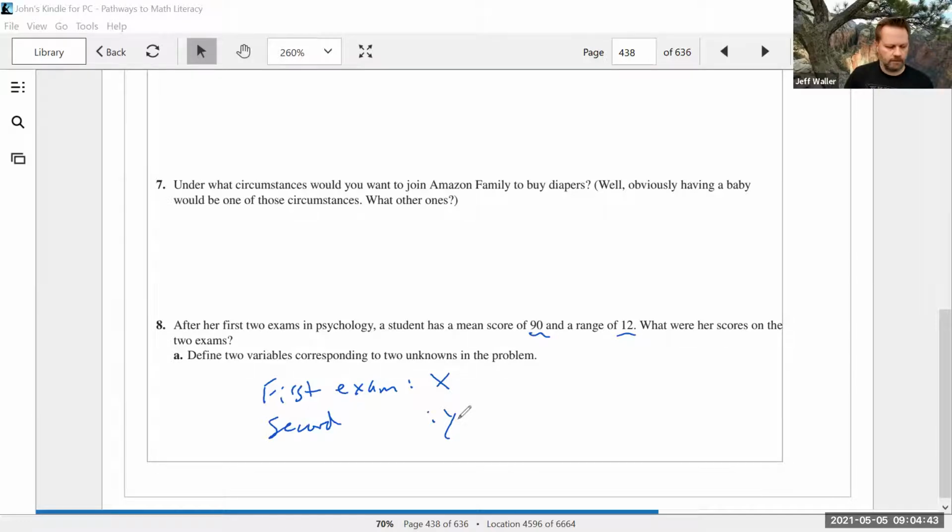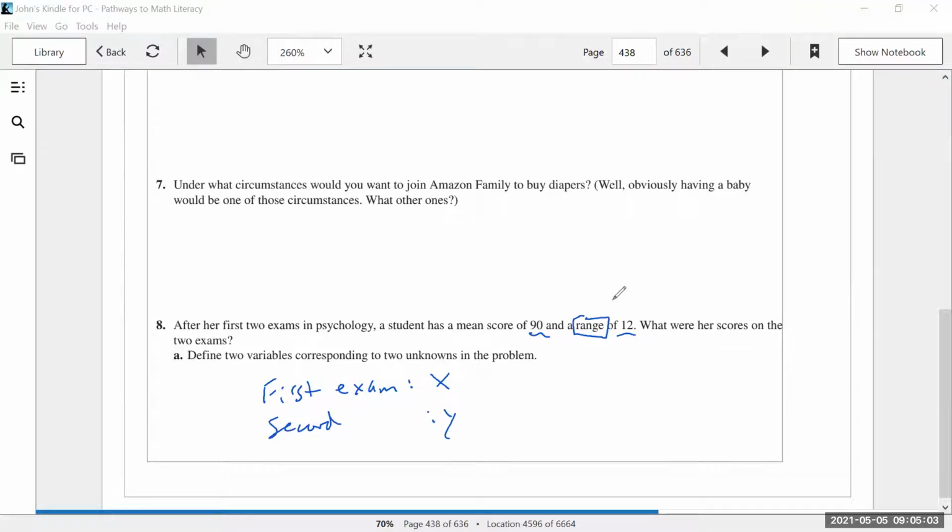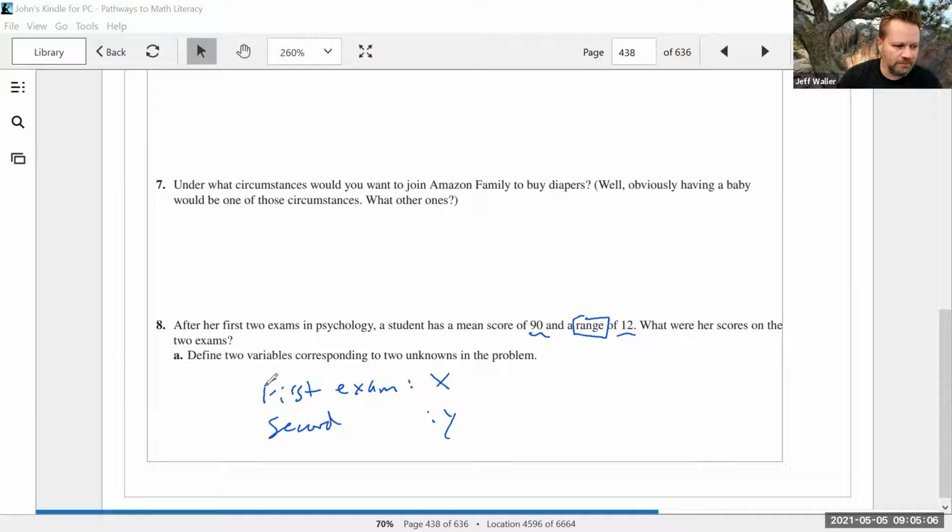Now tell me this, riddle me this. Does anyone remember what the range is? It's like the highest score minus your lowest score. I like it. So we'll assume, it doesn't really matter, let's pretend the first one was the highest one. So how would you write an equation that shows this? For example, if she made a 76 on one and then a 62 on another, what would her range be?